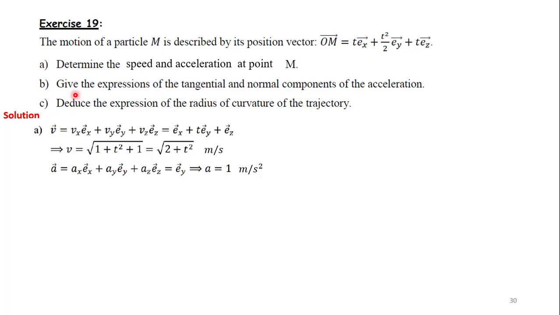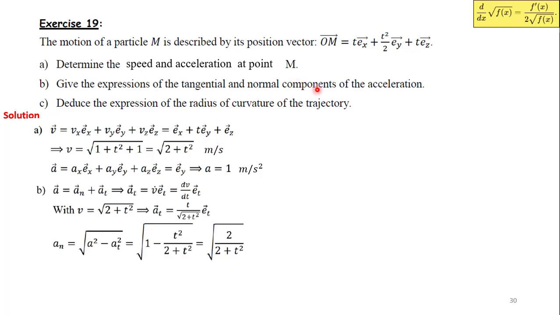Question B. Give the expressions of the tangential and normal components of the acceleration. So we need to find at and an. at is equal to d over dt of the magnitude of v. So we need to derive radical of 2 plus t squared with respect to time, and we need to find the normal acceleration. Let's start. So the at is equal to v dot et. This means that we need to derive the magnitude of the velocity vector with respect to time. And we have v equal radical of 2 plus t squared.